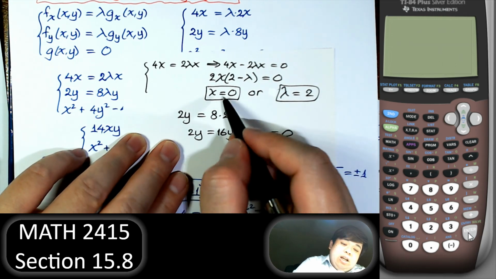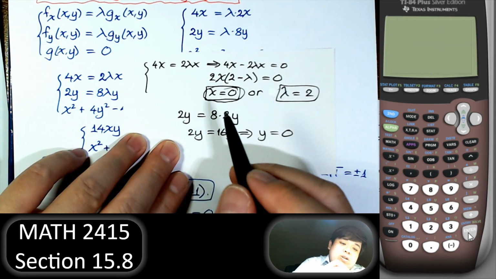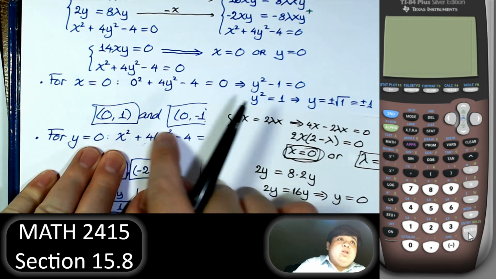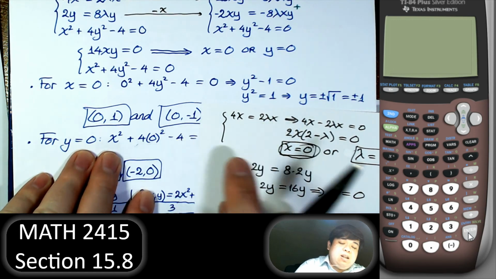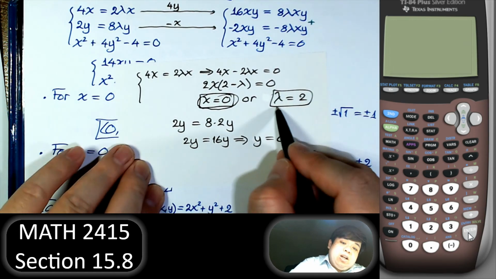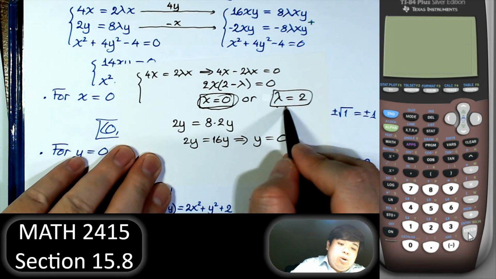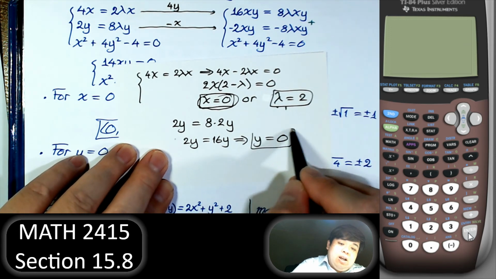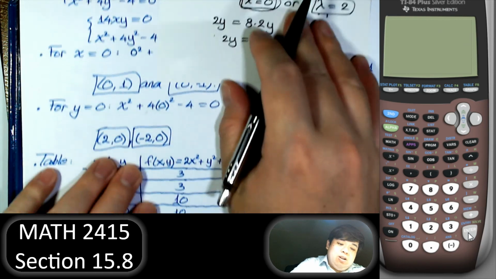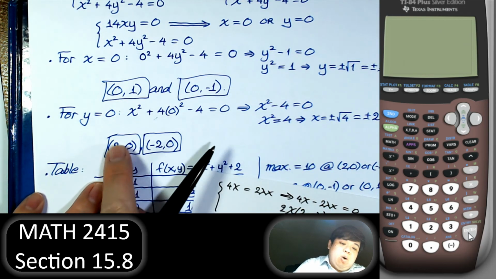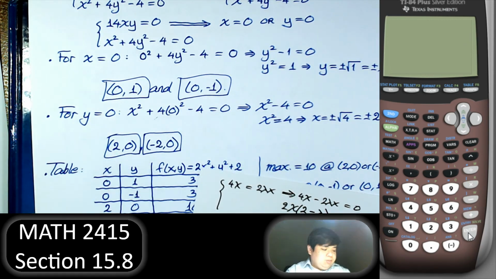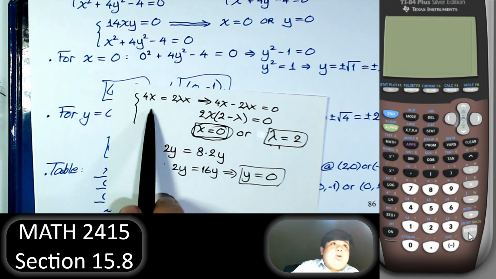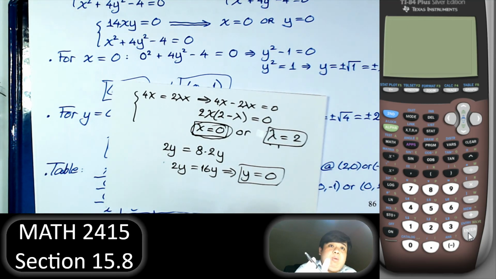So potentially we might have x equal to 0, and then we can solve for y after that. Or we can have lambda equal to 2. If lambda equal to 2, y is equal to 0. Now we know y is equal to 0, put it back in the equation to find x. So certainly we can solve for x. Don't divide on both sides, just move everything to one side and factor. So we can solve for x and y.